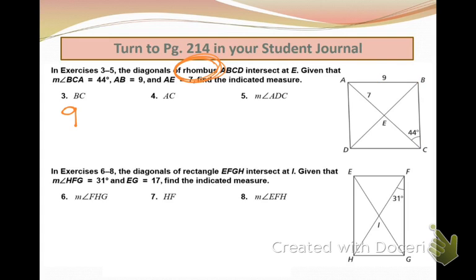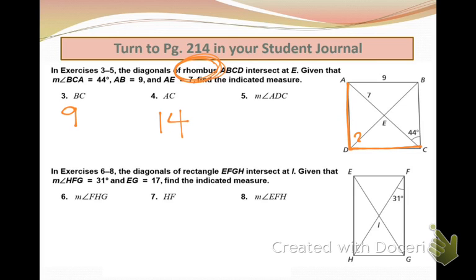All right, the next one, it says AC. This is a diagonal. So if AE is 7, that means EC is 7. So what is the length of the whole line? 14. All right, and this last part is what most people get incorrect.